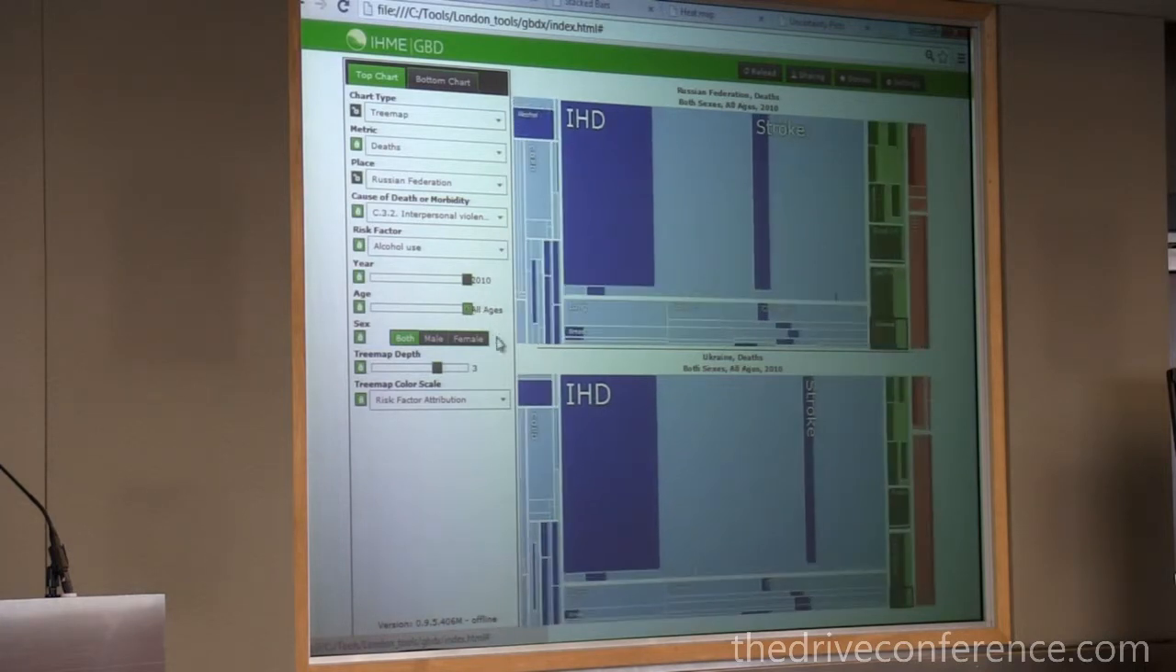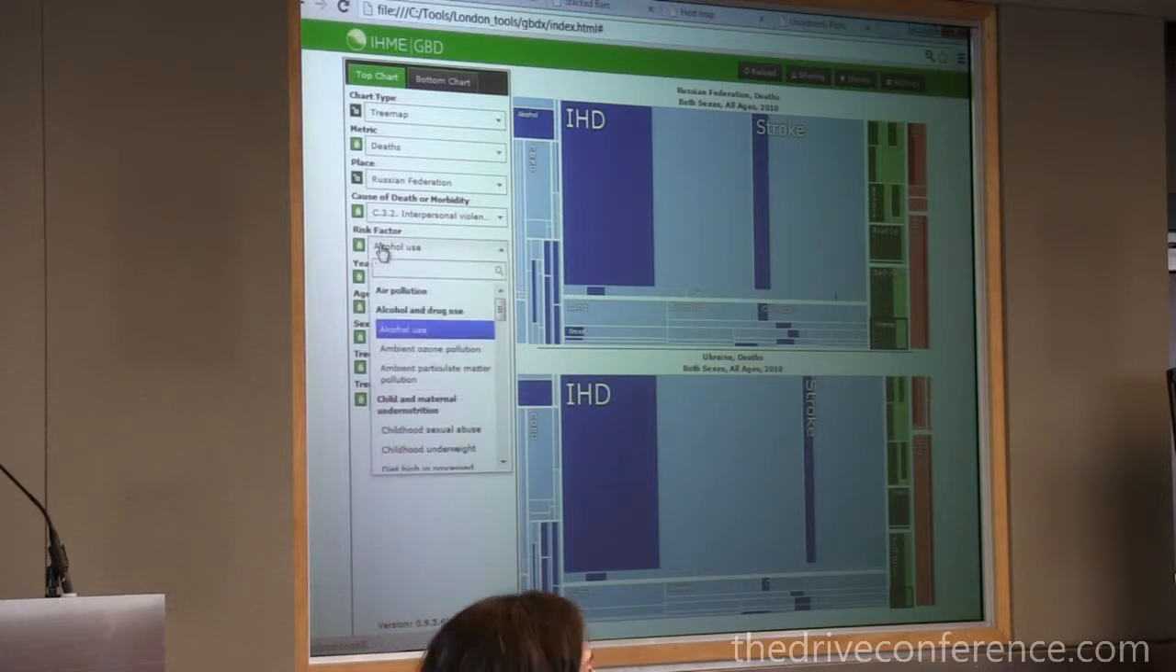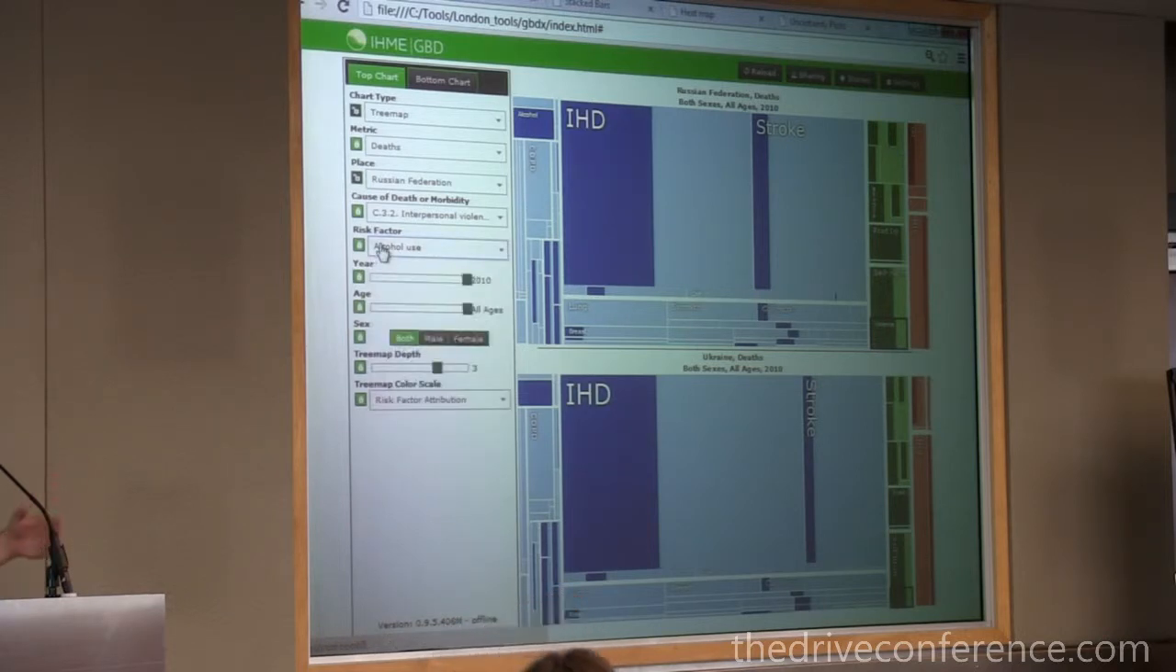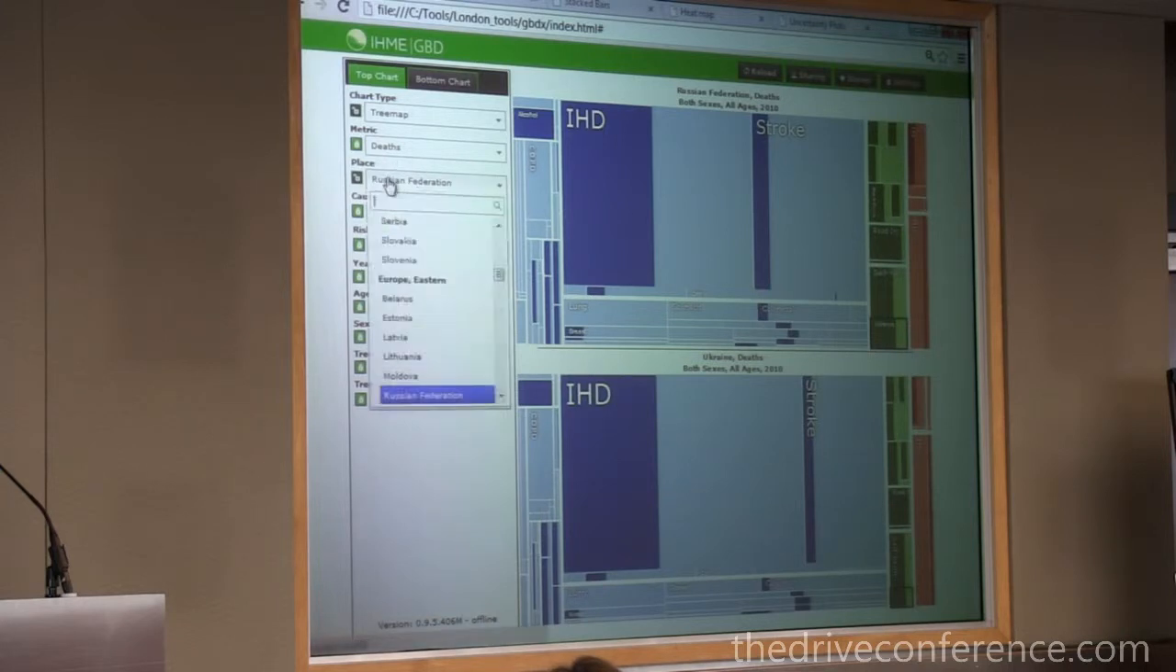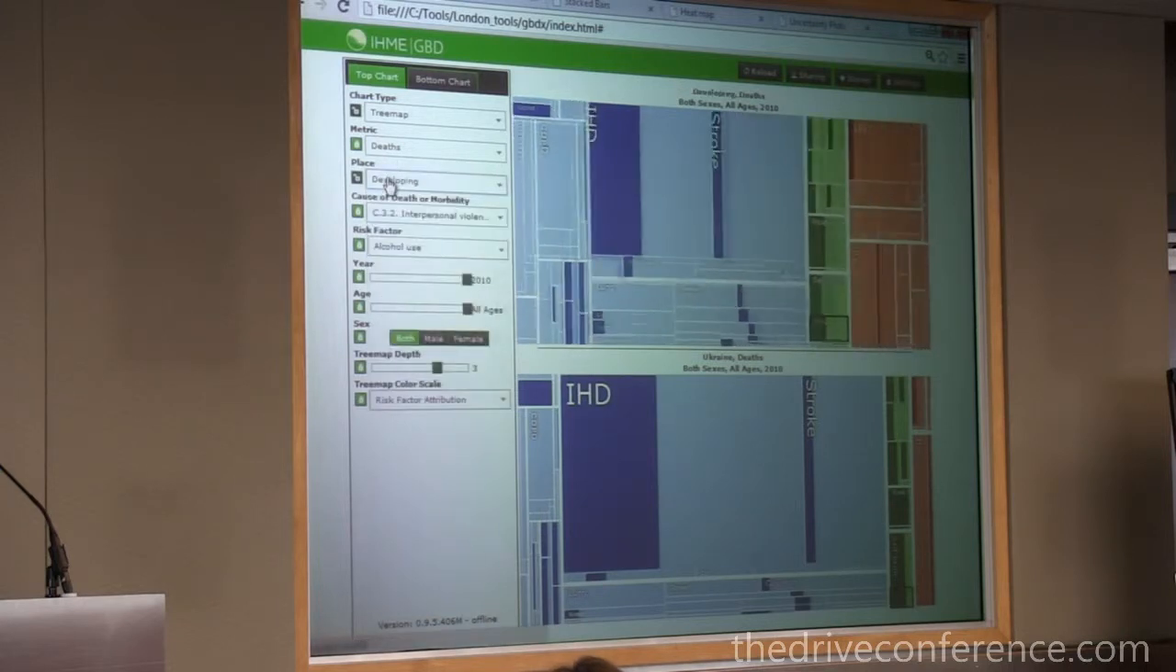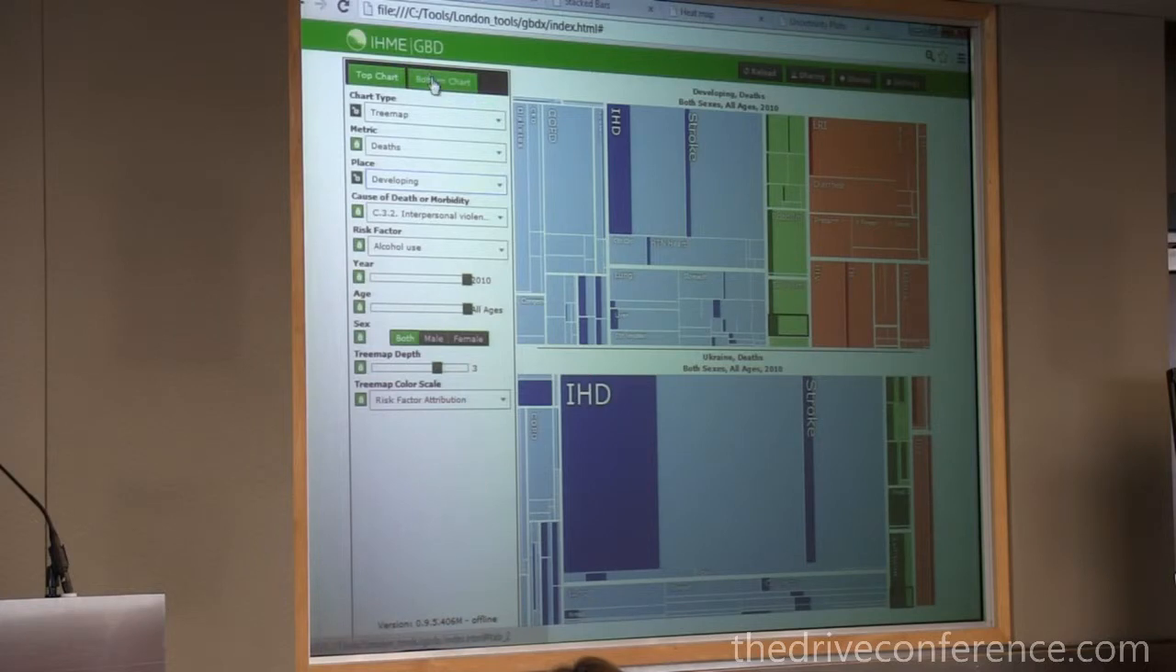Wait, how do you know that? I see you changed the risk factor. Yes, and here's the risk factor. Again, the next version is going to have that in a more obvious order, so you'll see what you're looking at right now. And then you can also look at developing versus developed countries and explore the differences.